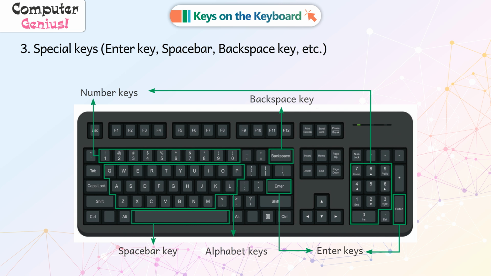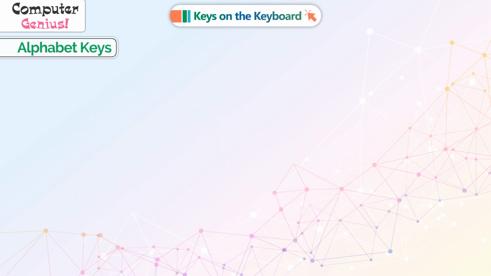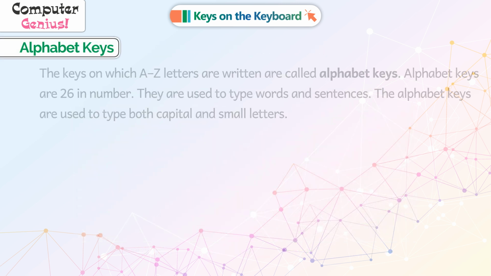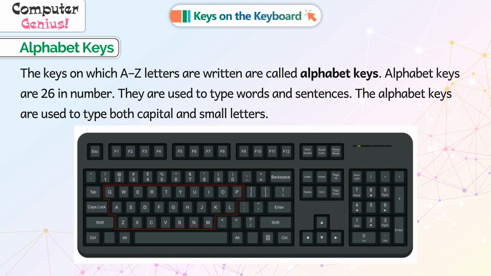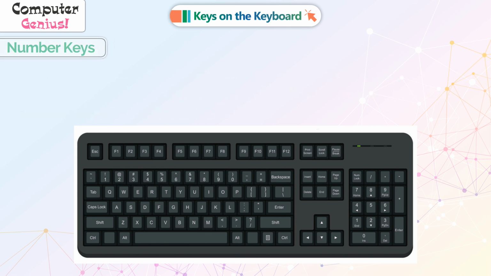Alphabet keys. The keys on which A to Z letters are written are called alphabet keys. Alphabet keys are 26 in number. They are used to type words and sentences. The alphabet keys are used to type both capital and small letters.